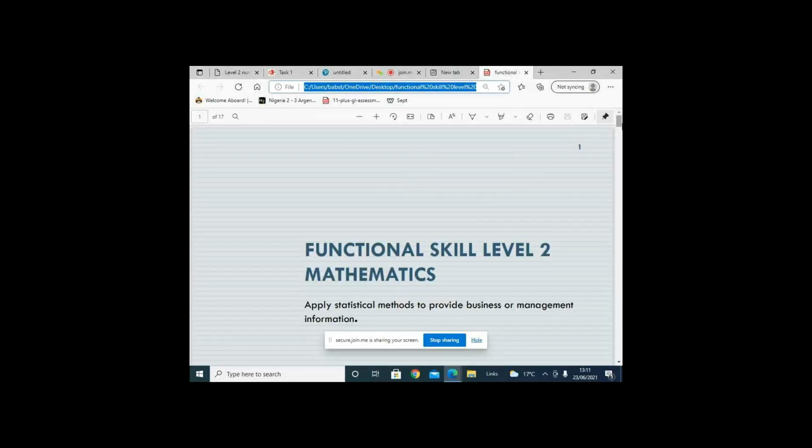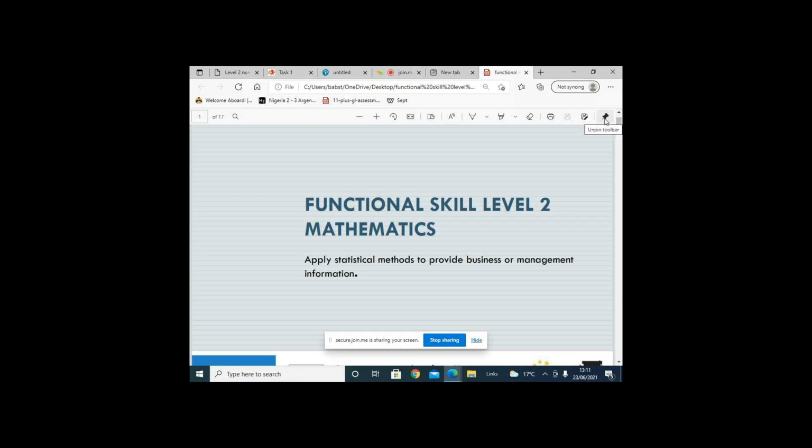So we're going to this functional skill level 2. We want to go over mean, median, and mode. The purpose of this is just to apply the knowledge of statistics, to be able to apply mean, median, and mode. And I will give you likely questions in level 2 maths, functional skill level 2 maths that we have to go over.